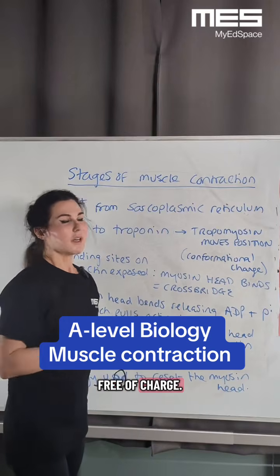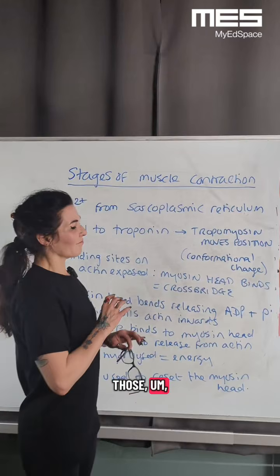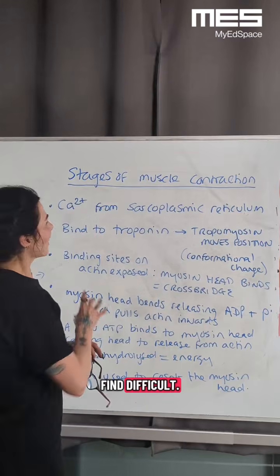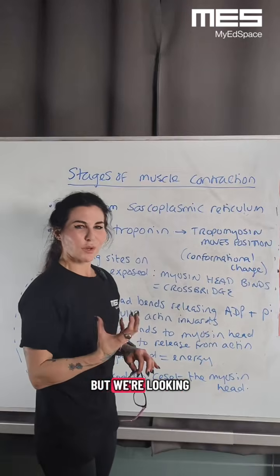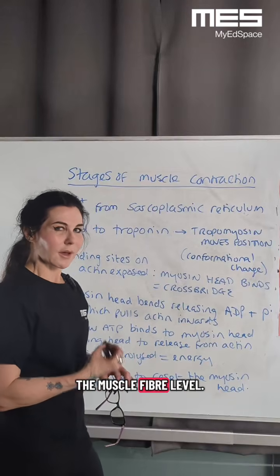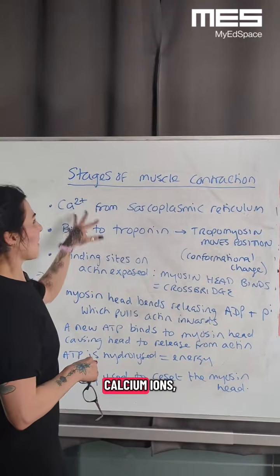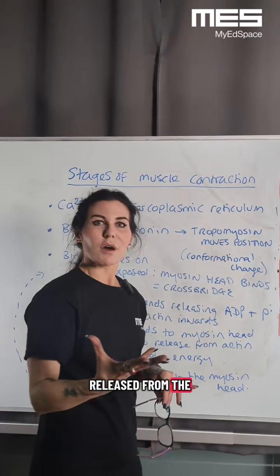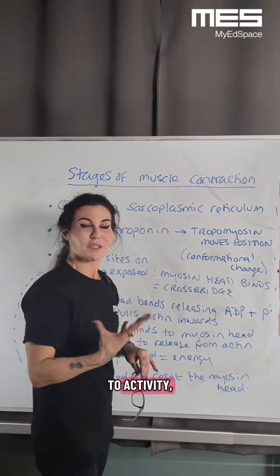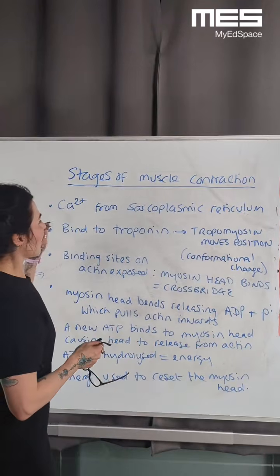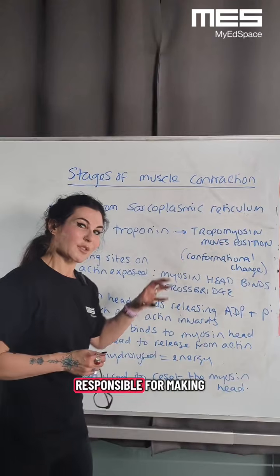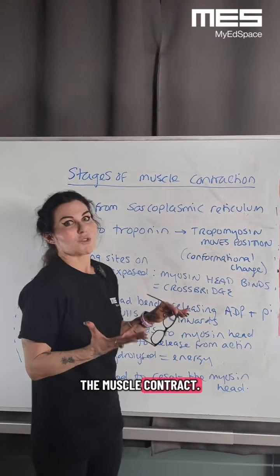I'm going to run through one of those theories that we find difficult, the stages of muscle contraction, but we're looking at the muscle fibre level. Remember that, and this was in my previous video, calcium ions, when they are released from the sarcoplasmic reticulum due to activity at the neuromuscular junction, are ultimately responsible for making the muscle contract.